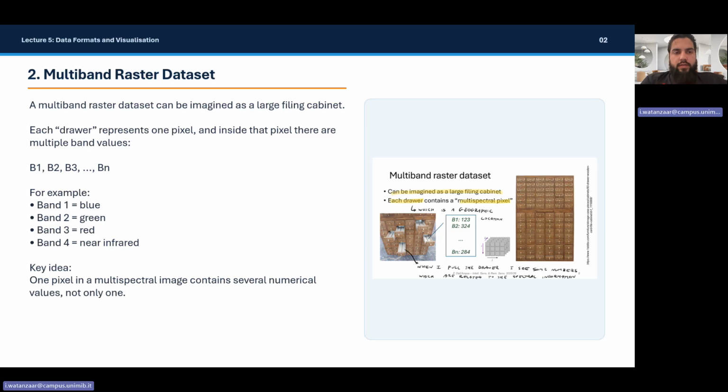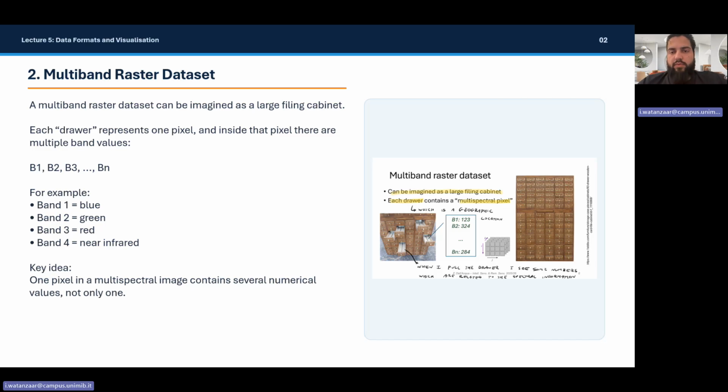Now the second slide is discussing multi-band raster data sets. So far we have seen that remotely sensed data uses raster data in grid form. So what is a multi-band raster data set? A multi-band raster data set can be imagined as a large filing cabinet. This is the intuition for understanding the multi-band raster data set.